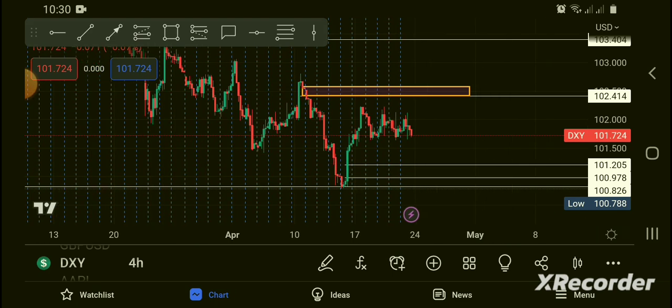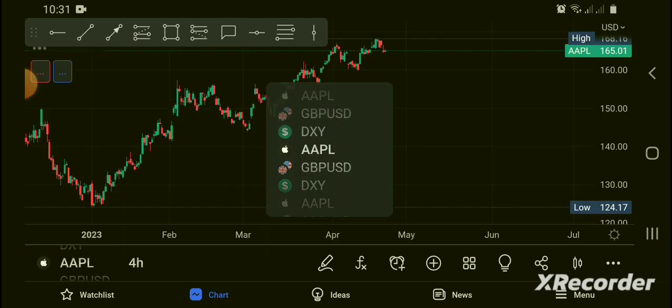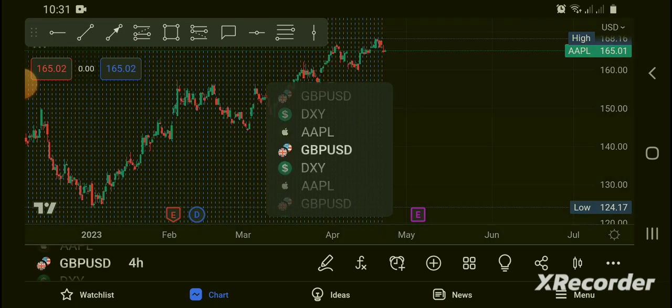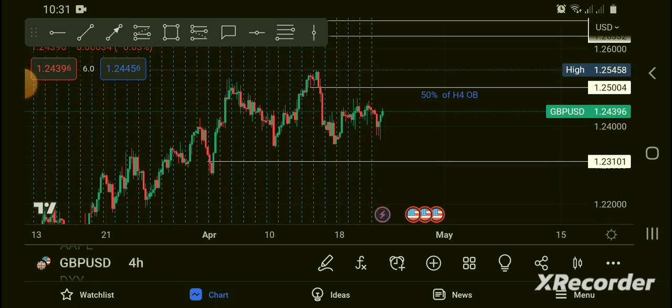So guys, this is what I'm actually looking at for the new week, like I said earlier. So this is my forecast for the new upcoming week, guys.